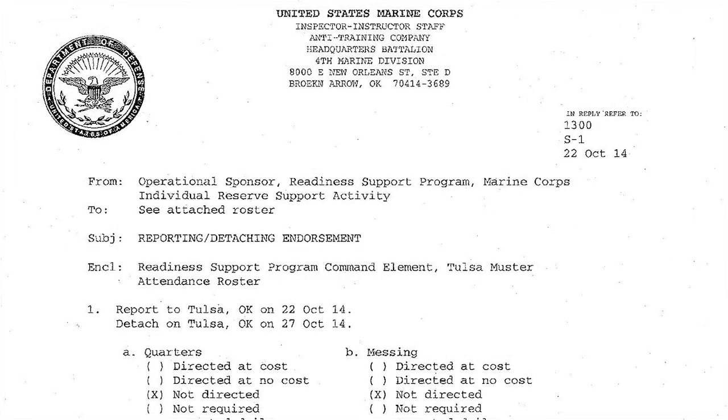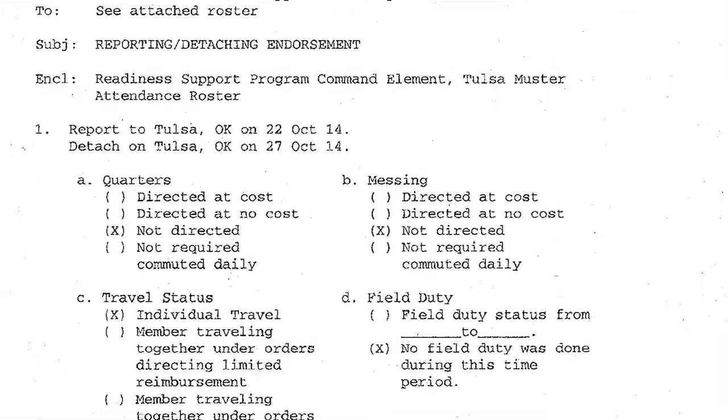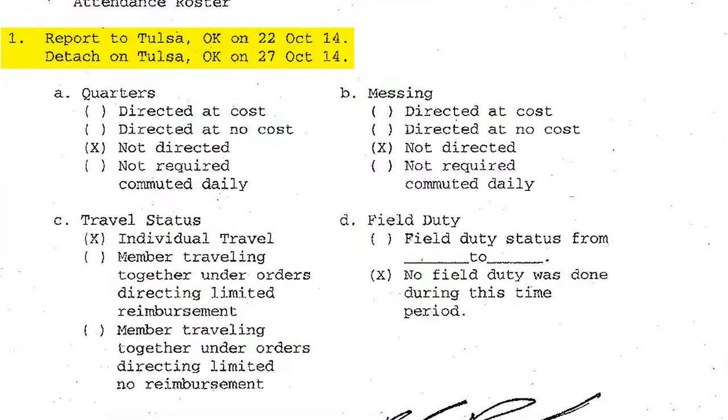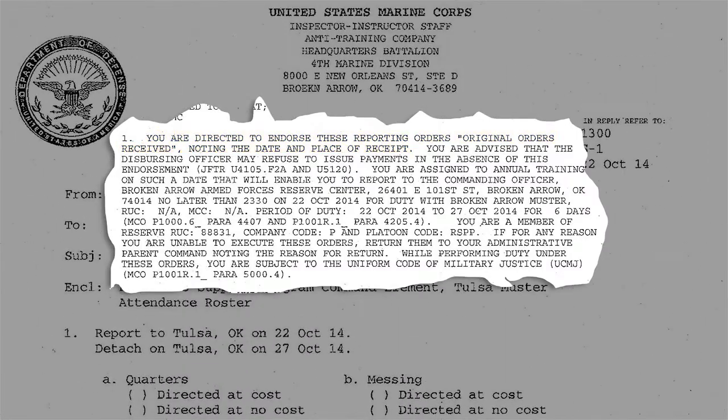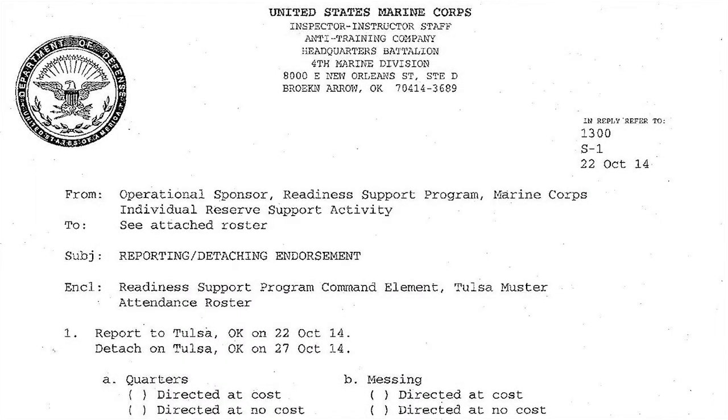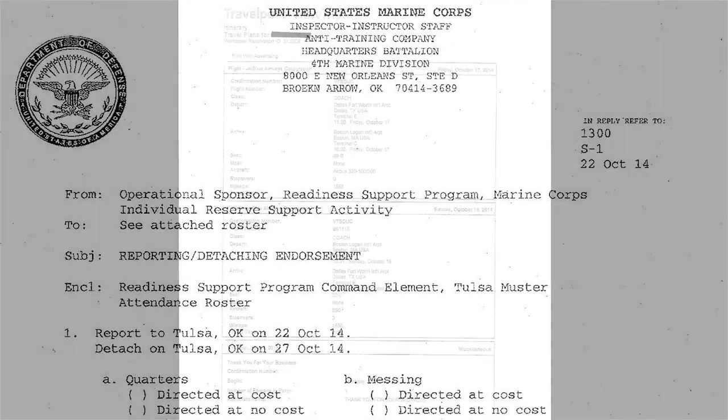Reporting and detaching endorsement. In paragraph 1 of the orders, it will state that the orders are reporting or non-reporting. If non-reporting, then no reporting or detaching endorsement is needed. If the orders state that they are reporting orders, then a reporting and detaching endorsement from the TAD site must be attached. This document must have a unit header. Ensure that the unit name is the same on the orders and that the dates match.